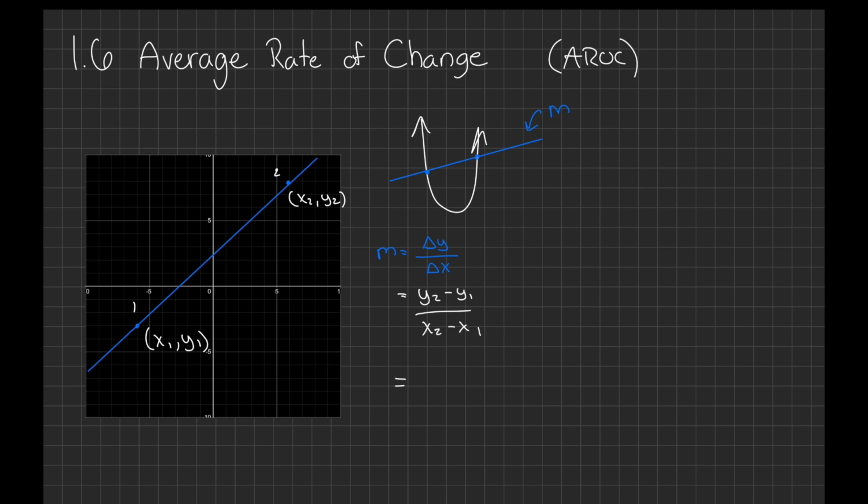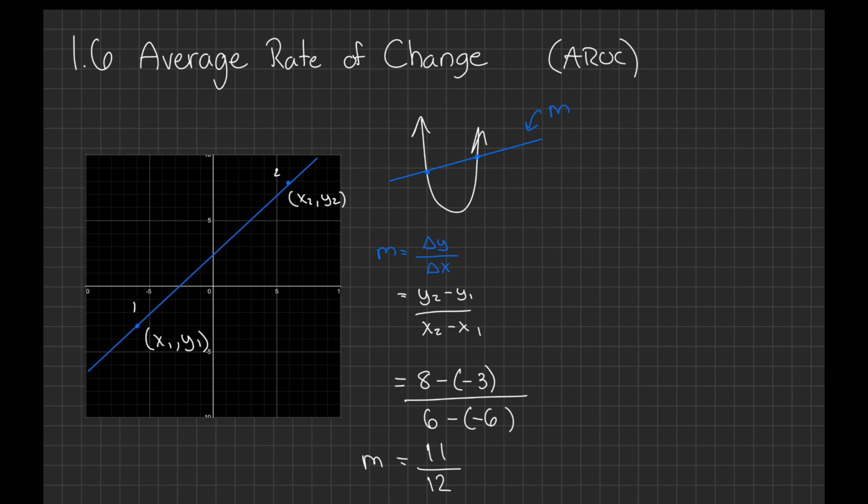So for example, here it would be 8 minus negative 3 over 6 minus negative 6. That gives us 11 over 12. That is our slope.